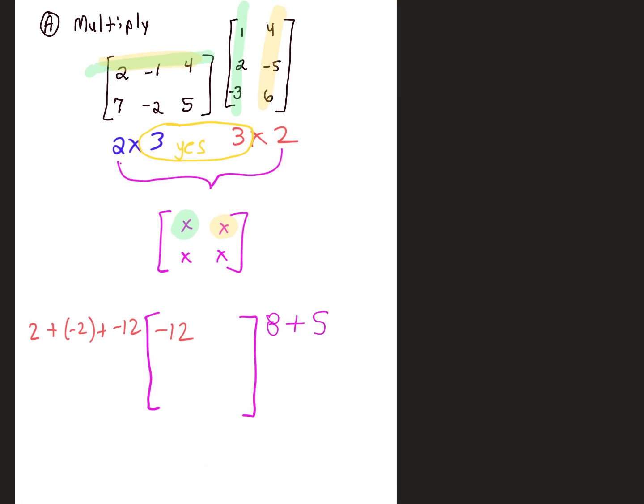Perfect. Plus. And then 6 times 4. Which is? 24. Perfect. And then we add them together. What's 13 plus 24? 37. Wonderful.